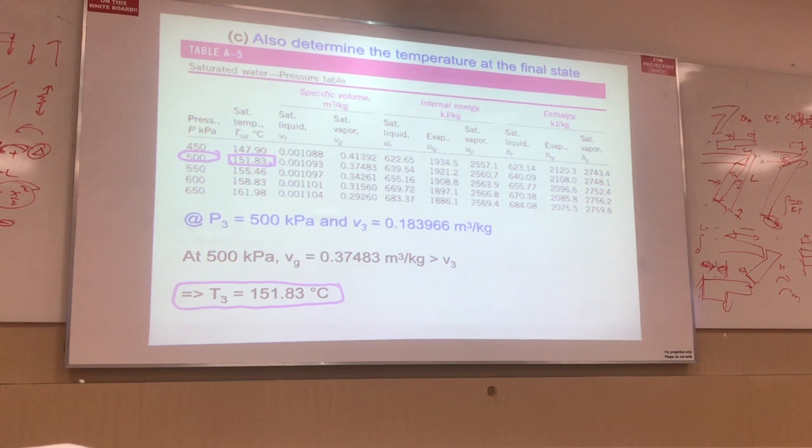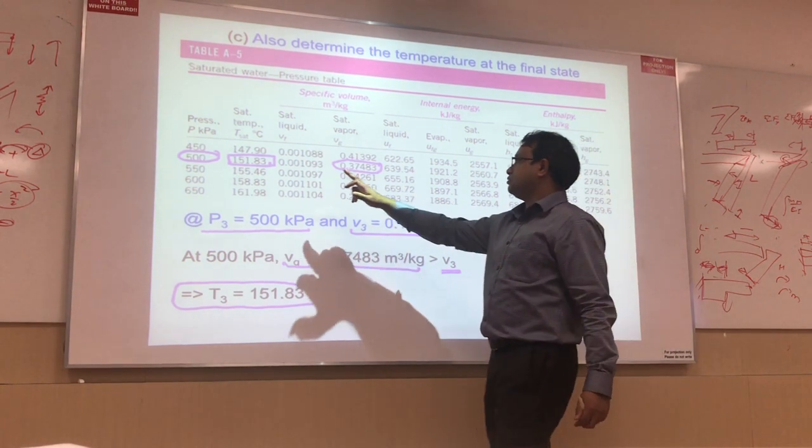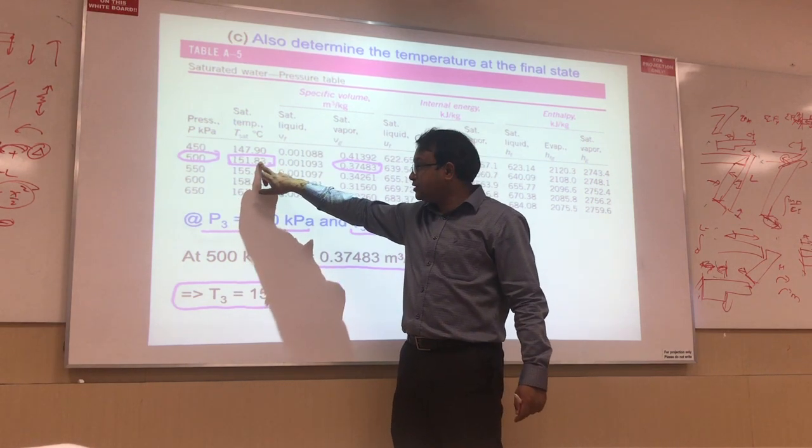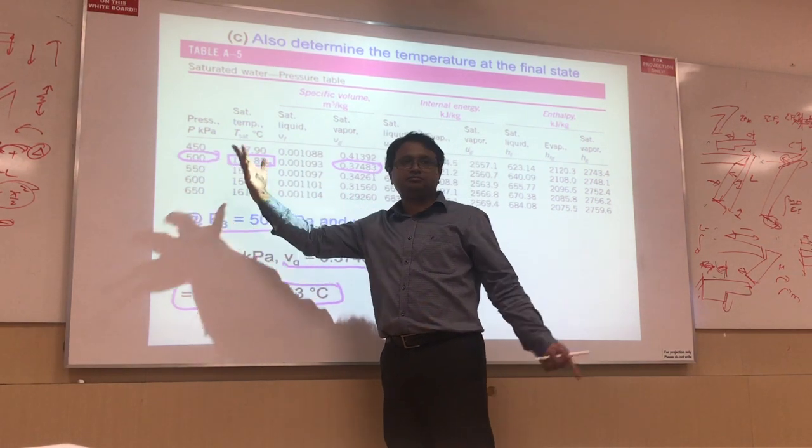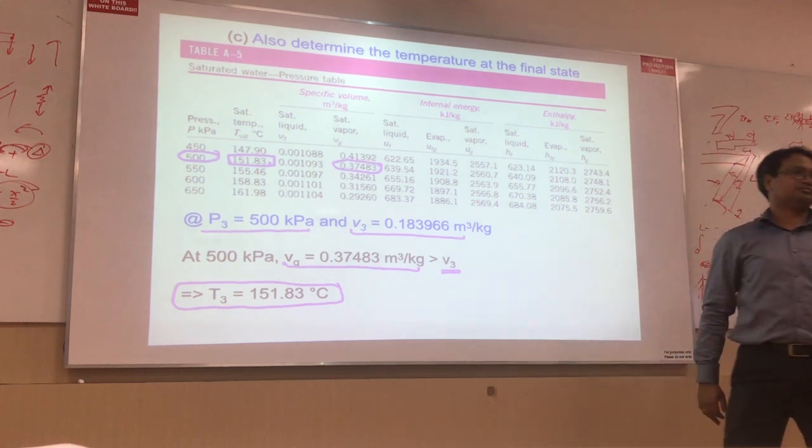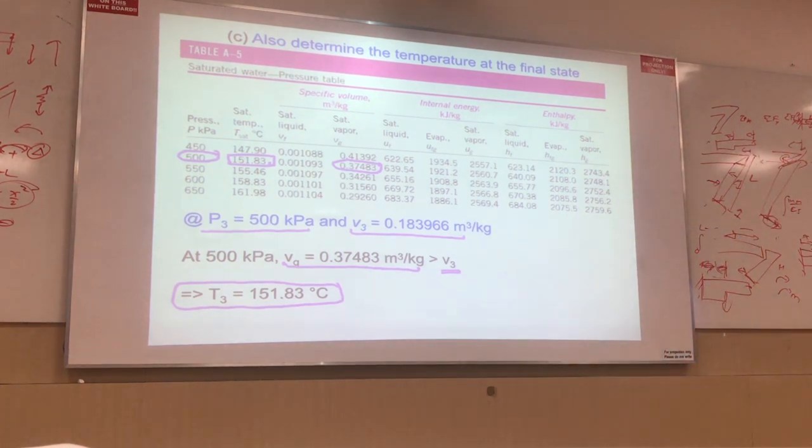So I have also shown you at 500 kilopascal, V3 is this number, right? Vg is this value. 0.37483 is higher than 0.183966. So this is in the liquid plus vapor mixture region. And what is the final temperature? It is the saturation temperature with respect to this pressure. Done. Alright.